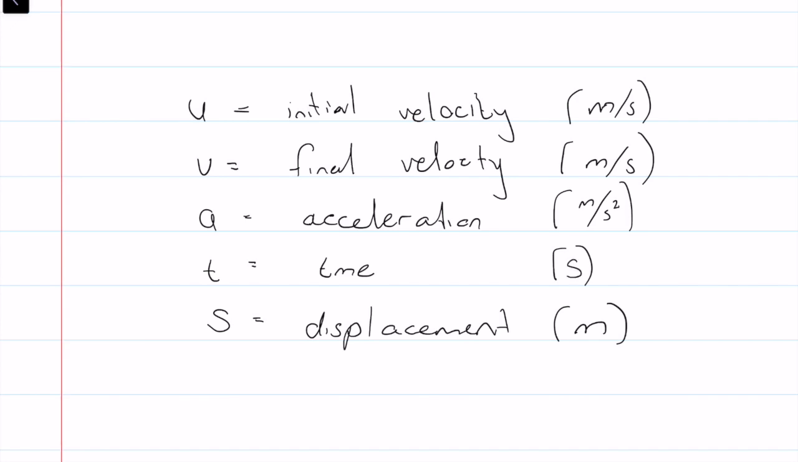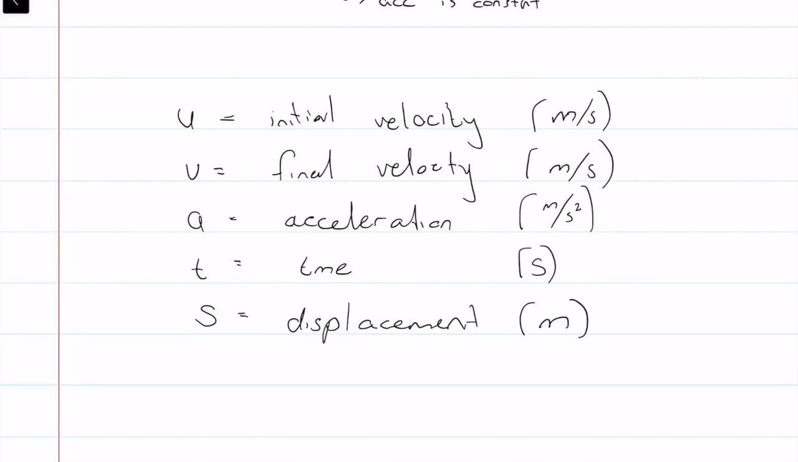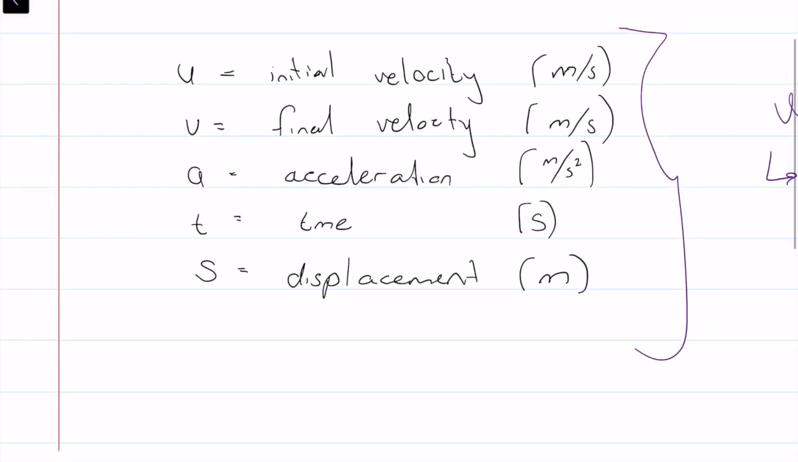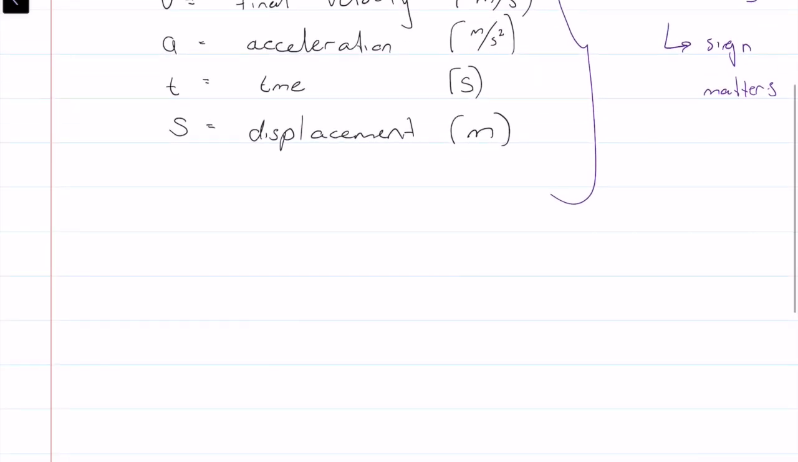Using all these things, it's important to note that all of these are vectors. And what does that mean? With vectors, sign matters. Basically, a positive value and a negative value mean different things. They're not the same thing. So let's get down our equations of motion.